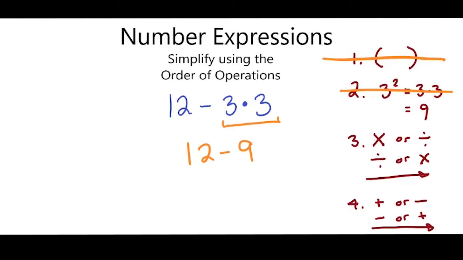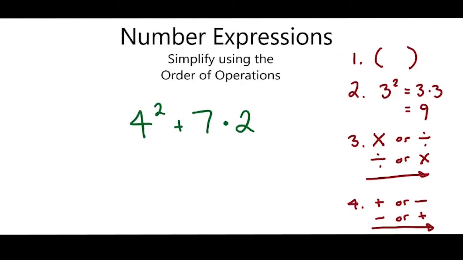Notice I did the multiplication first before I did the subtraction. That's because multiplication comes first in the order of operations. So I've done multiplication. Next I will go to my fourth step, which is to do adding or subtracting, whichever comes first from left to right. So I have subtraction. So 12 minus 9, that equals 3. So the answer, or the value of my number expression, is 3.